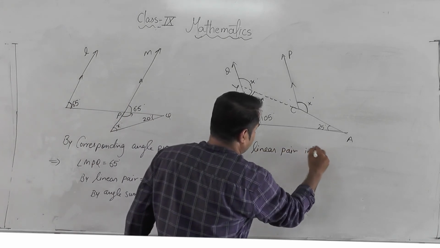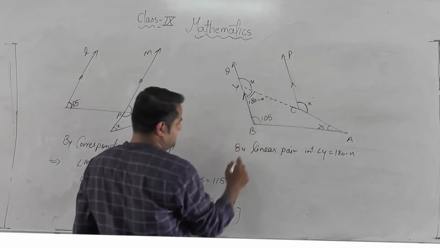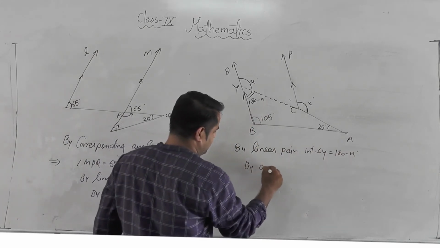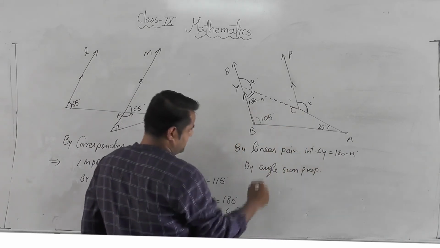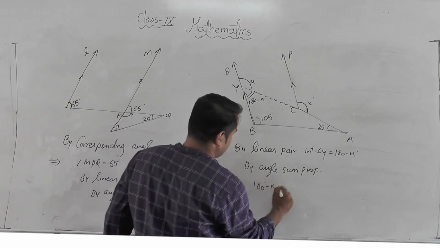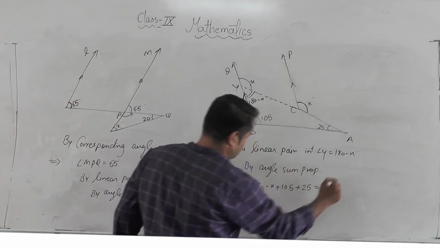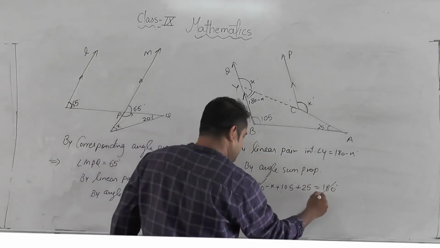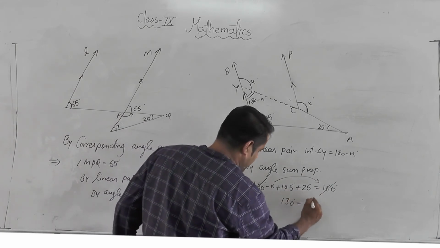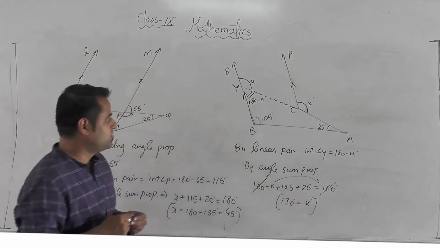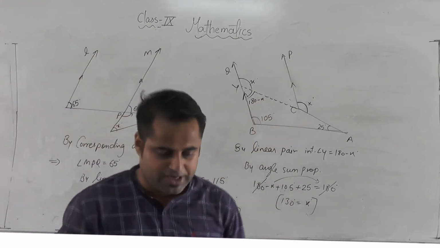By linear pair, this interior of Y is equal to 180 minus X, and by the angle sum property of a triangle, it will be 180 minus X plus 105 plus 25 is equal to 180 itself. Now see, 180 will get cancelled with this 180. X will transpose to the other side. This will become 130 is equal to X. So that's how you will get the value of X. It will become 130. And that is the exterior angle property itself.